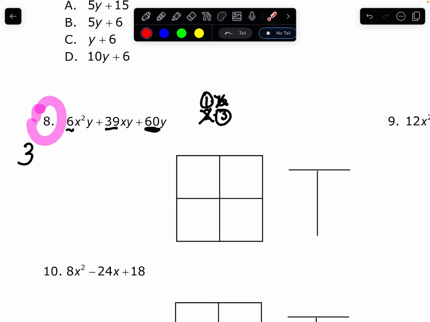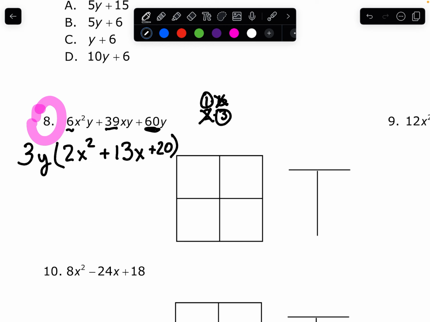Then I'm looking at letters. Do I have any letters that will work? I have x squared, x, no x. But I do have a y, and a y, and a y, so I can pull a y out of all of them. 6 divided by 3 is 2. The x squared stays. The y is pulled out, so I don't have it anymore because y divided by y is 1. 39 divided by 3 is 13, I have the x there, no y. And then 60 divided by 3 is 20, and then no y.